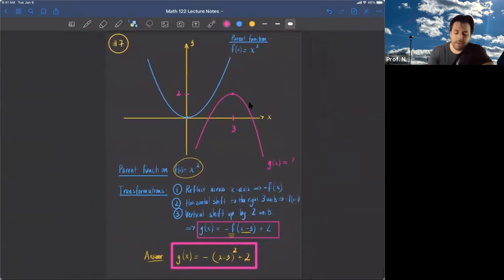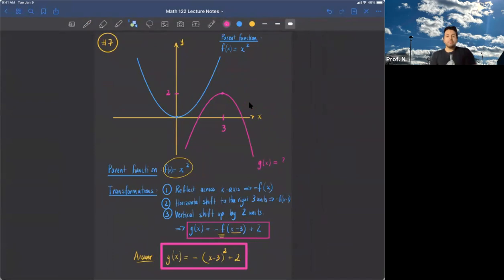Does everybody follow this? We were able to identify our parent function. We were able to identify the transformations that are applied to our parent function to get our final function. And then all we had to do was, given the transformations, apply the algebraic commands that we spoke about, and put it all into one single function. And there we have it at the end.